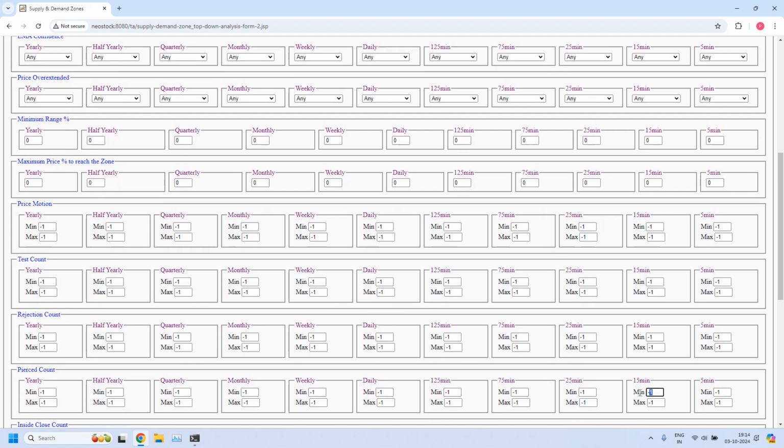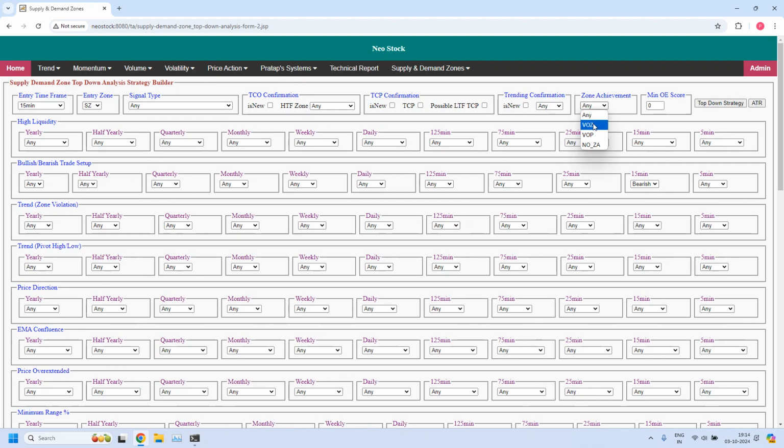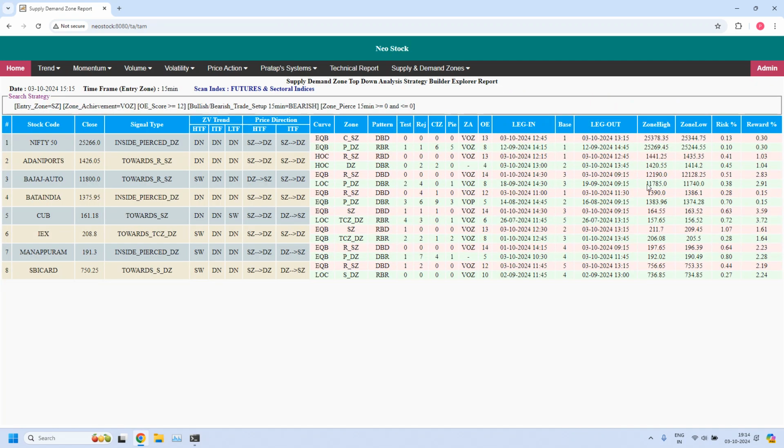15 minutes time frame, I am setting minimum value 0, maximum value 0. And the zone achievement is violated opposing zone, minimum odd enhanced score is 12. All the 3 filters are applied to the 15-minute supply zone. 8 stocks are filtered. All these 8 stocks are currently supporting a bearish trade setup for daily income trade, that is entry time frame 15-minute supply zone.